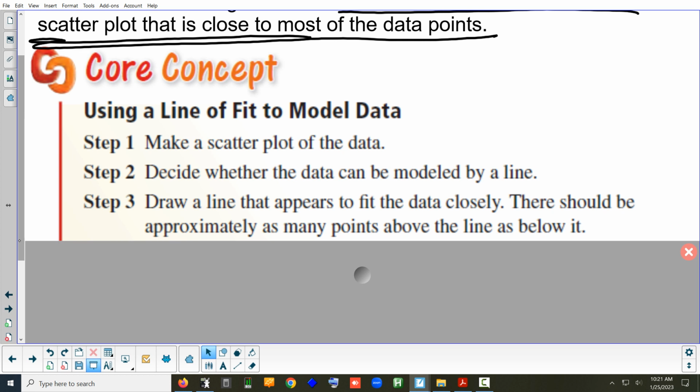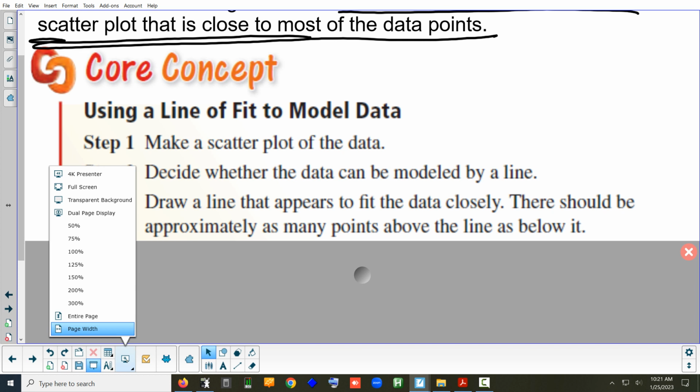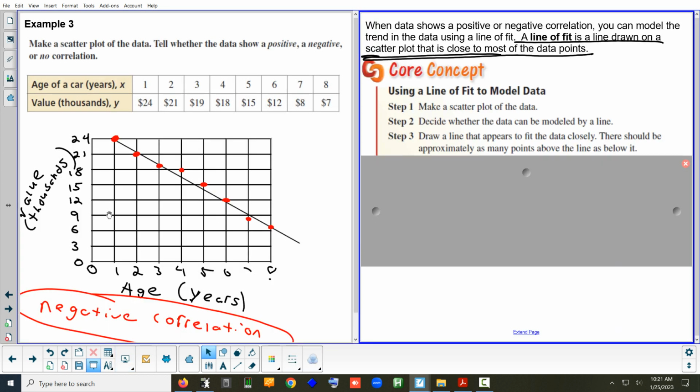So step 3, it's pretty good if you use a ruler or your ID. But you kind of want to draw something that's pretty straight. The straighter you make your line, the easier it's going to be to do. All right, so let's look at mine.